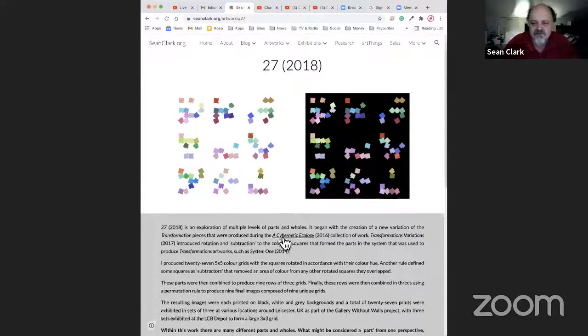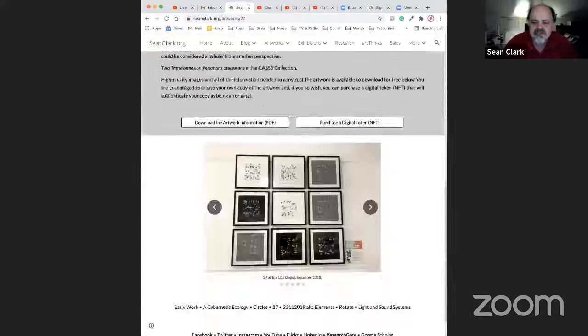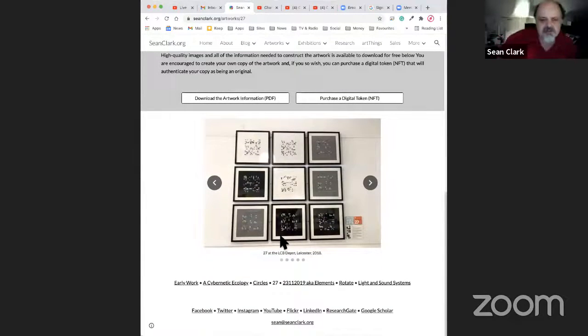Now, previously, when I exhibited the work, I produced 27 prints, and these prints were distributed across multiple locations around my home city of Leicester. And these combinations were notionally connected to each other by all being part of the system. So in this location, there were 9 prints, and then there were another 6 locations, all having 3 prints each.